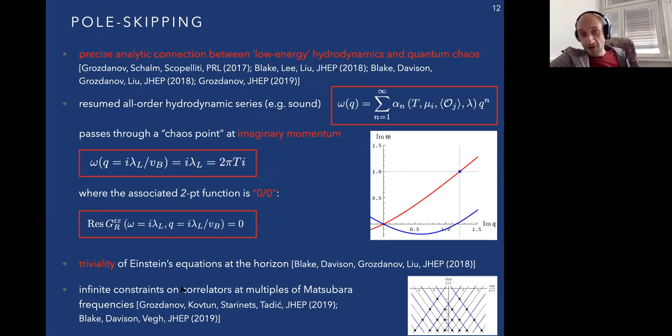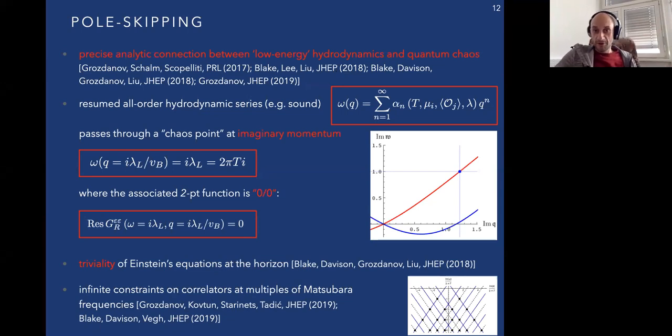Now, what has also been shown by this work by us and by friends is that there's actually an infinite sequence of such modes. This is actually a plot from this paper by Blake, Davison, and Vegh, and it's an example of some correlator. It doesn't only happen in the sound mode. There are these various pole skipping points all over the place, and a lot has actually been done on this. So we understand this now fairly well, I would say, in classical holographic theories.